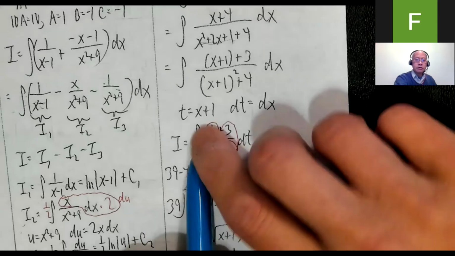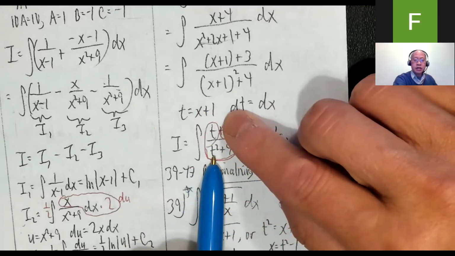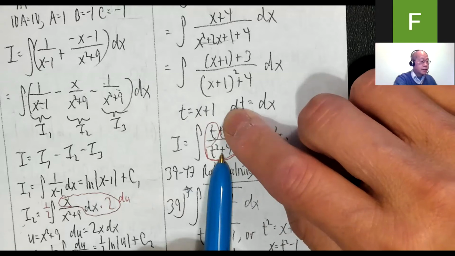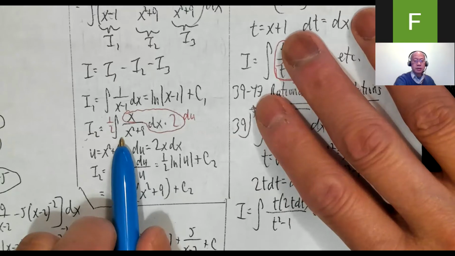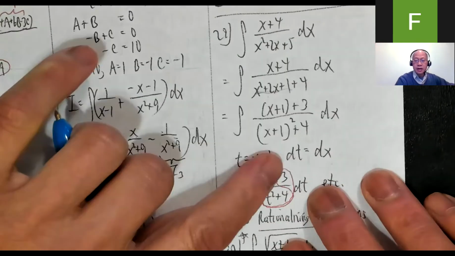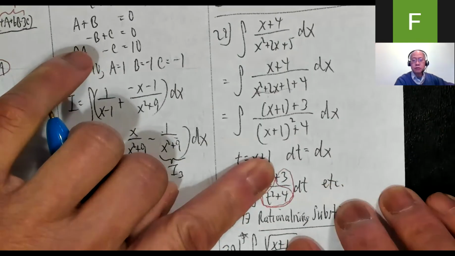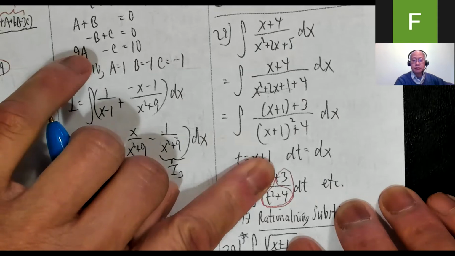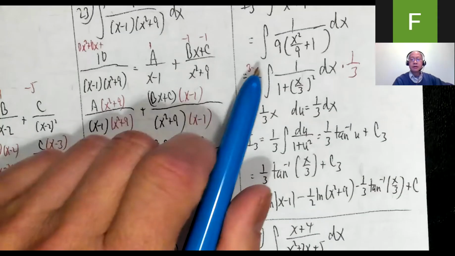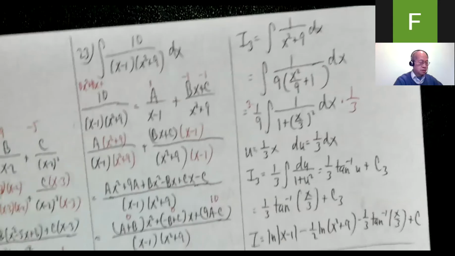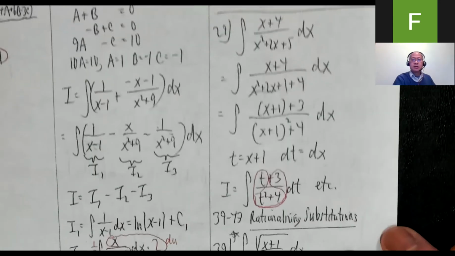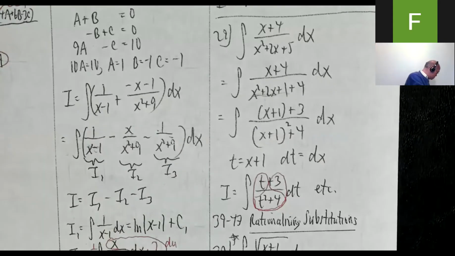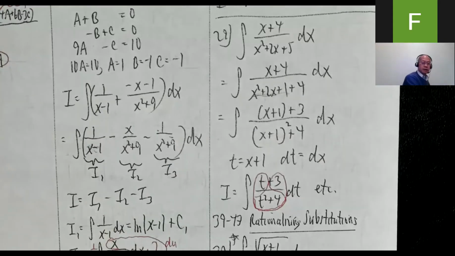You break it into two integrals. t over t squared plus 4. That's almost exactly like how we did I2 over here, substitution. And then 3 over t squared plus 4, inverse tangent. Work that out like this one. Okay, so that's my hint for 29. I'm sorry, not 29 star, that is actually 29.